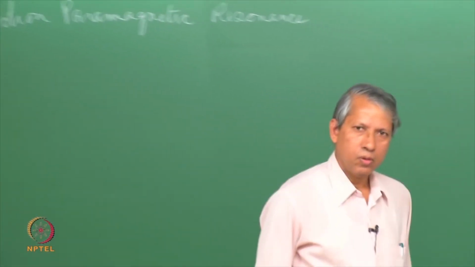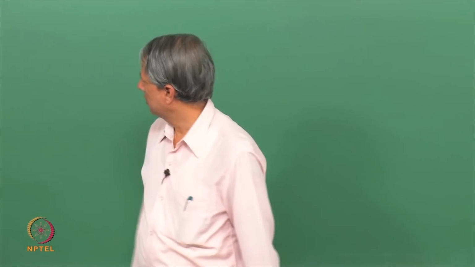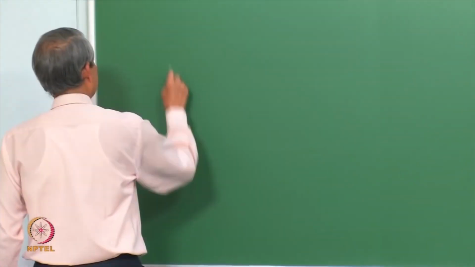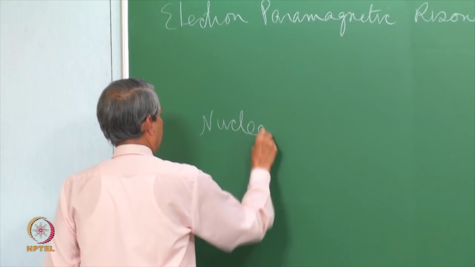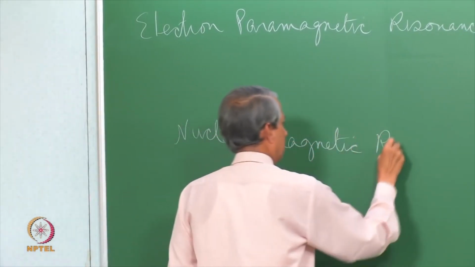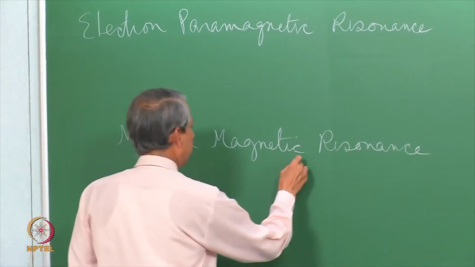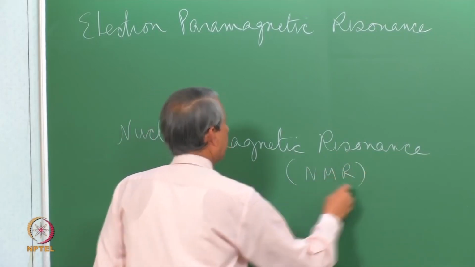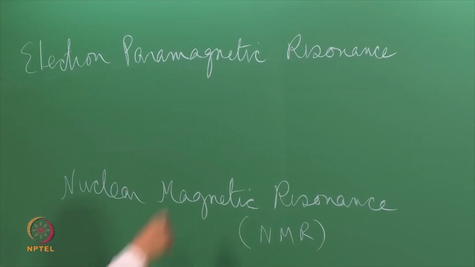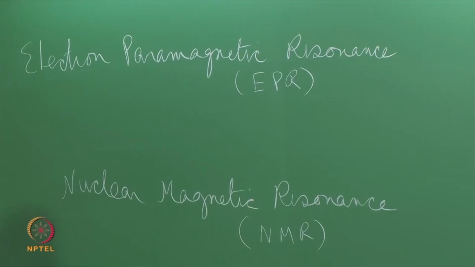I am sure most of you have heard of another spectroscopic technique called nuclear magnetic resonance. This is abbreviated as NMR, and this electron paramagnetic resonance is abbreviated as EPR. There are a lot of similarities in these two techniques.